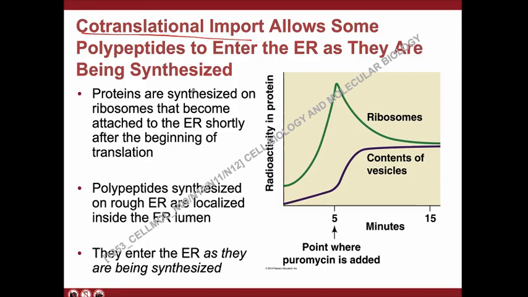Okay? So within the endomembrane system, for this co-translational import, the proteins that are synthesized in this way are handled where the ribosomes are being attached to the ER shortly after the beginning of translation. So the proteins are synthesized on the ribosomes that become attached to the ER shortly after the beginning of translation. And the polypeptides synthesized on your rough endoplasmic reticulum are localized inside the ER lumen.